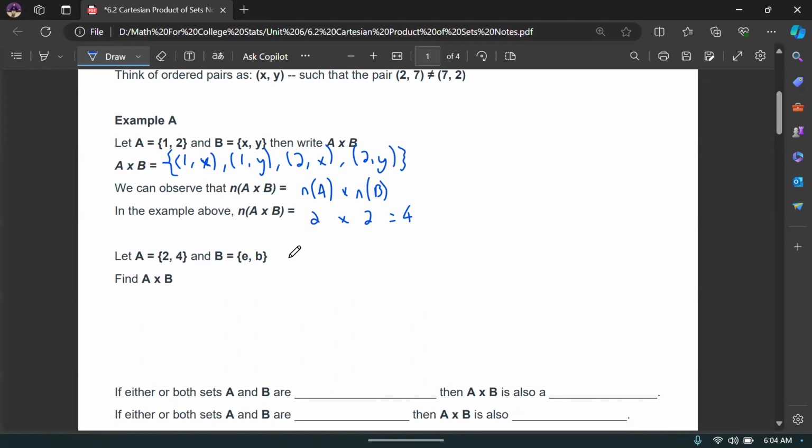So like this one would be (2, E), (2, B). That's 2 ordered pairs, and then (4, E) and (4, B). And then don't forget to close that off. I'm not really good at these brackets, but I try my best to draw these brackets.